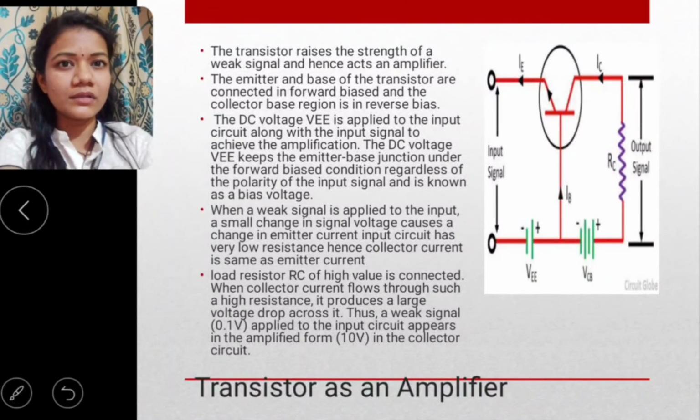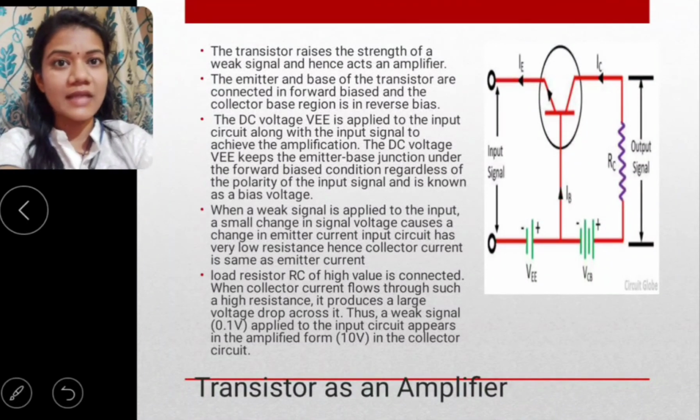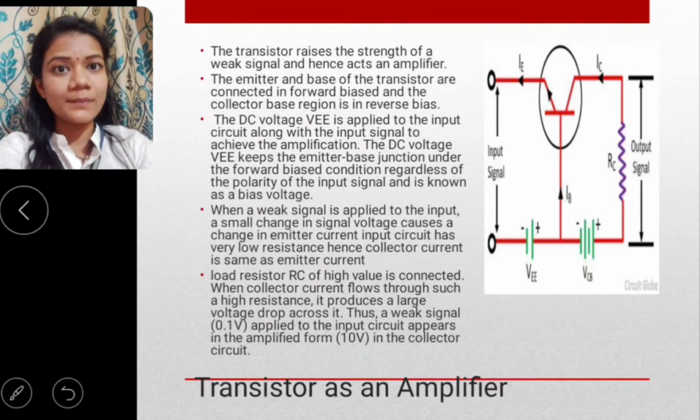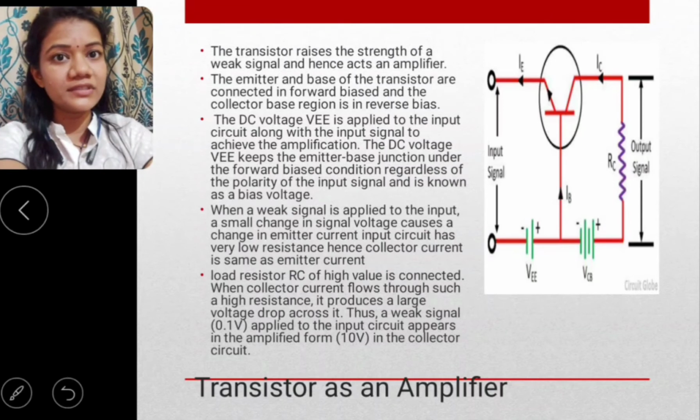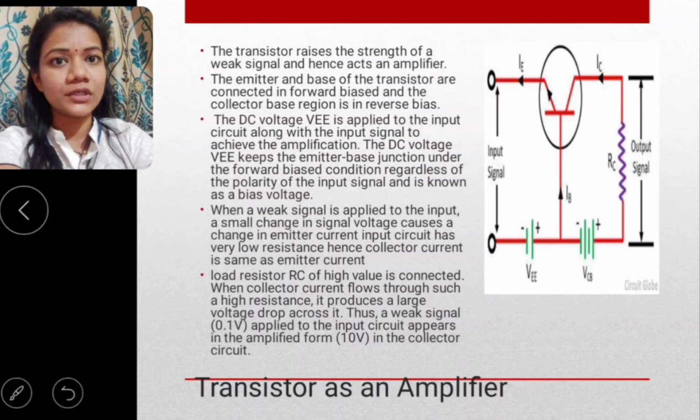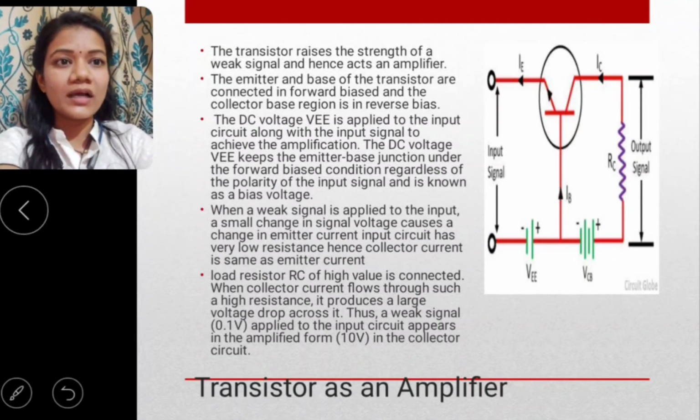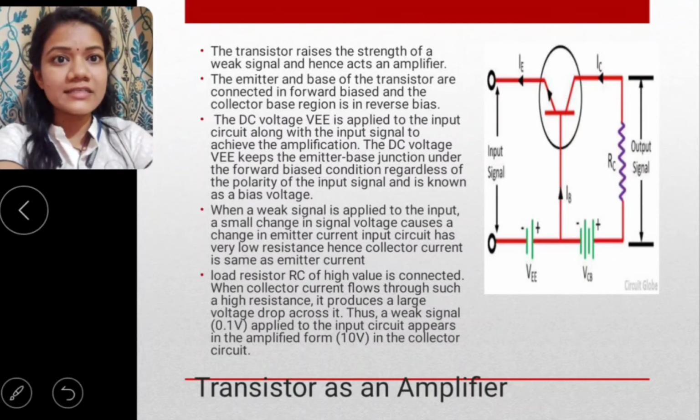So now our next point is transistor as an amplifier. As we know, what is an amplifier? It's nothing but to increase the strength of a weak signal. It is nothing but amplification. So the amplifier is used to increase the strength of a weak signal. So how will the transistor work as an amplifier?